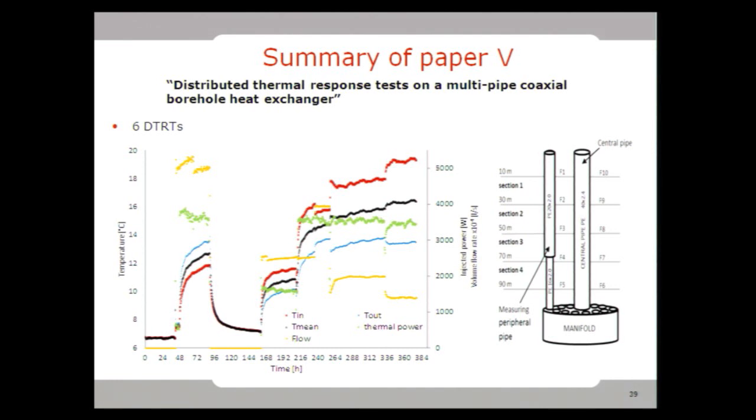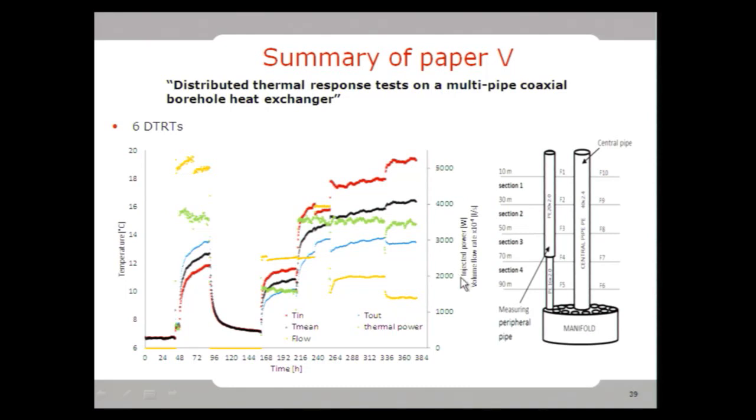The paper published on this heat exchanger type has as a title Distributed Thermal Response Test on a Multi-Pipe Coaxial Borehole Heat Exchanger. And this paper presents results from 6 DTRTs continuously done, which I present in this chart, temperature versus time, as well showing the injected power at each of these tests and the volumetric flow rate. So we can see the flows change to some extent from test to test. I wanted to test the performance at different flow rates and even at different heat extraction rates for the same flow. This was to study also possible effects of the natural convection.